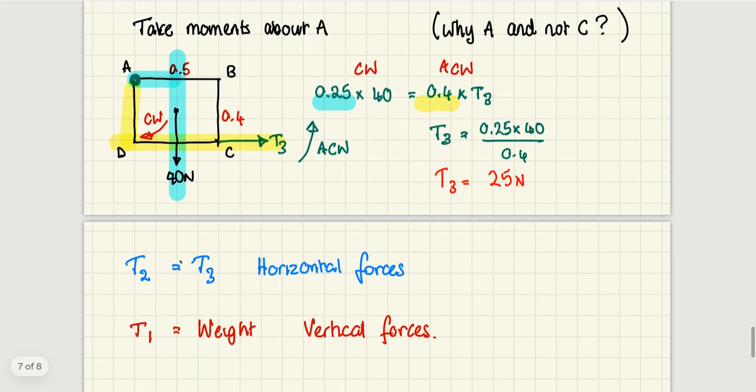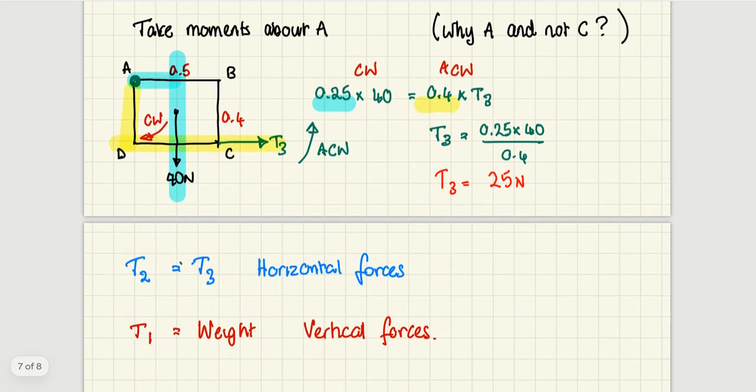So we can say T2 equals T3 because they're horizontal forces, and T1 is equal to the weight because it's a vertical force. So therefore, because T3 is 25, T2 is 25 newtons, and T1 is 40 newtons. Straight into it. Okay? Seems like a super easy way to finish that question. All right. So that's just taking your moments a little bit further than we were yesterday.